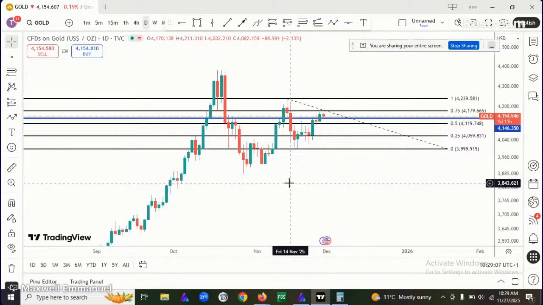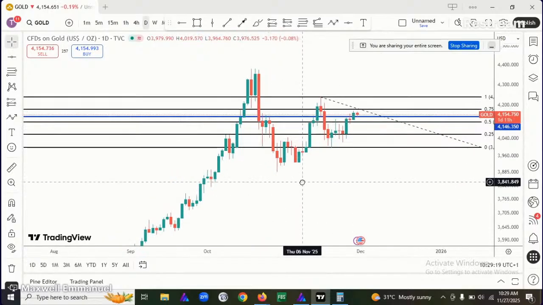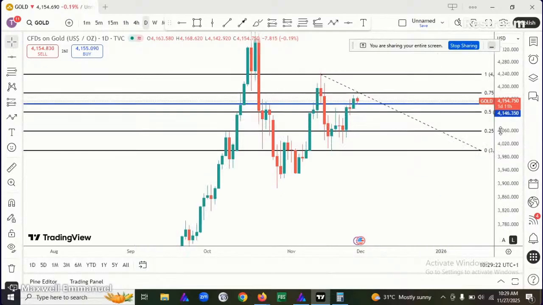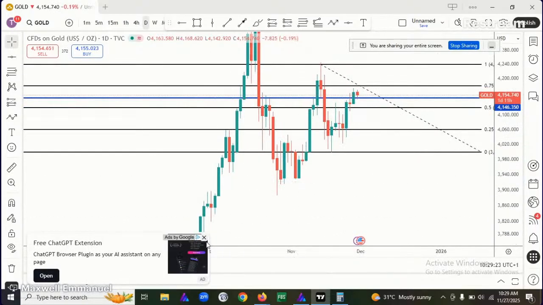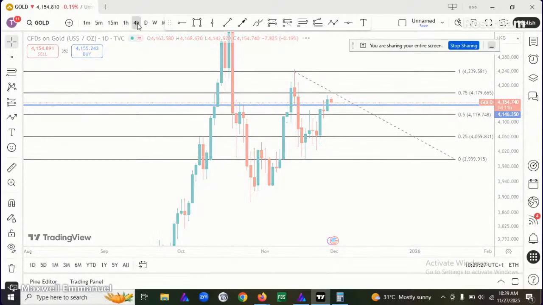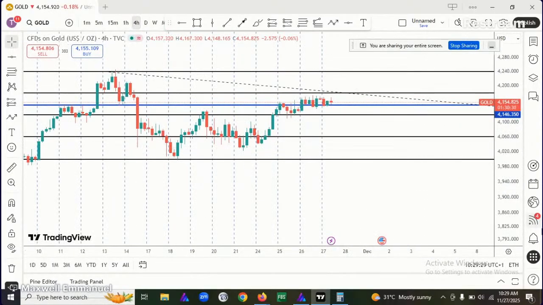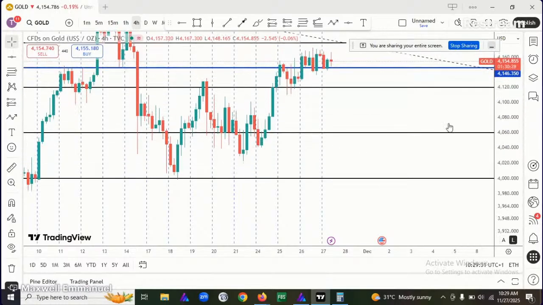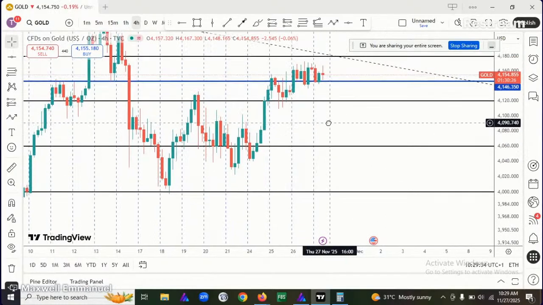So Mr. Joseph, you entered at 4163. By now it should be in profit of close to 100 pips. The market is at 4154. Close to 100 pips, that's good. Don't worry, we'll join you. But we need to see a retracement to premium before we take that trade.